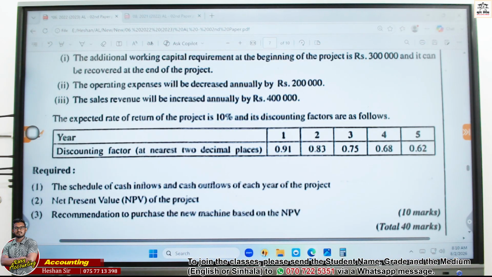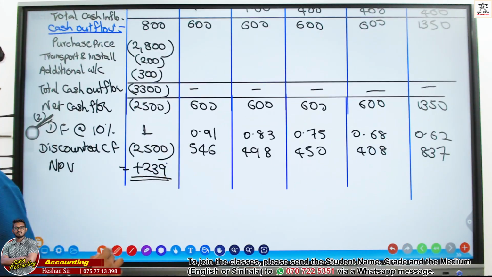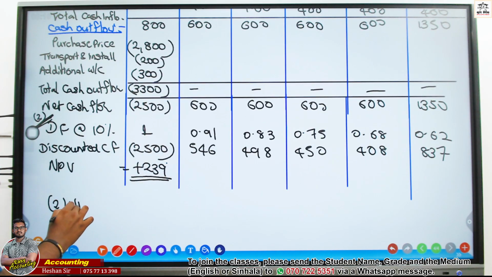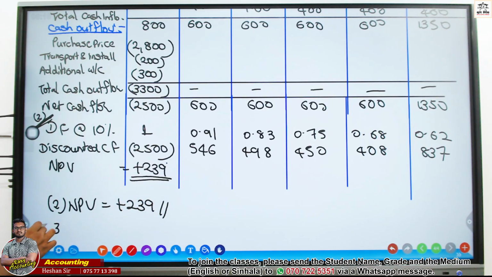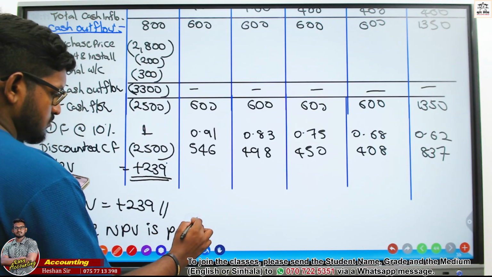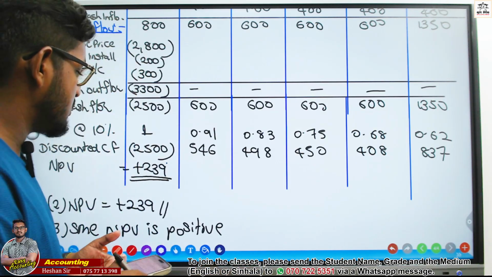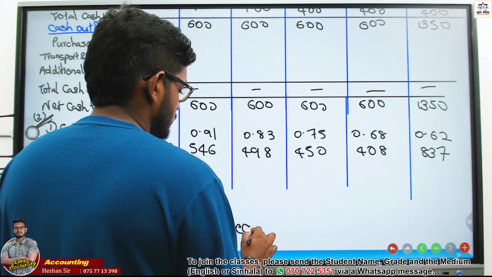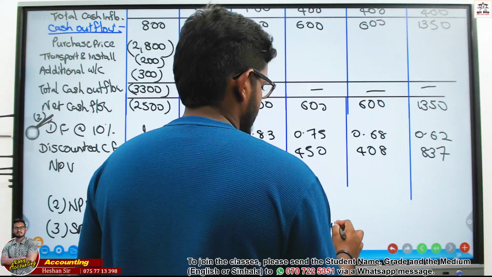Then recommendation to project based on the NPV. Plus 239. Number 3, since NPV is positive, we don't care about the value. We just say if the NPV is negative, not recommended. NPV is positive, recommend to purchase the machine.